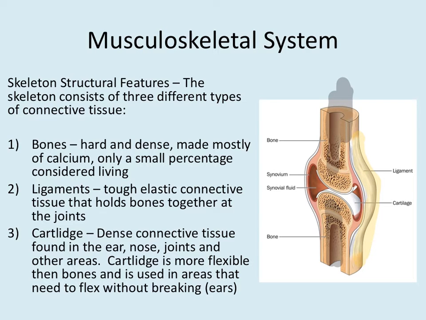Okay. The last thing that I want to talk about is cartilage, and that's the other part of the skeleton. It's very similar to bone, but a little bit more flexible. It's a dense connective tissue found in the ears, nose, joints, and other areas. Cartilage is more flexible than bones and is used in areas that need to flex without breaking. I'll go back to the picture in a second, but if you just take your ear right now and start bending it, you can bend your ear because it's not made of bone. It's actually made of cartilage, which is similar to bone, but a little bit more flexible.